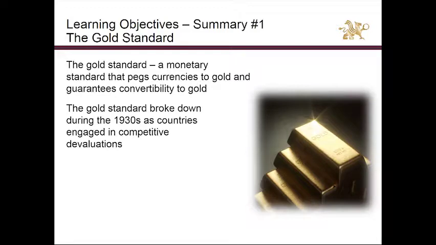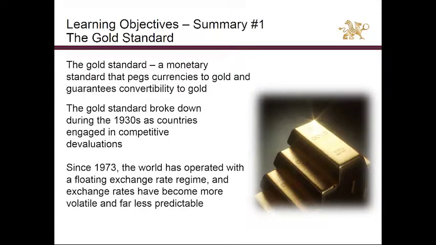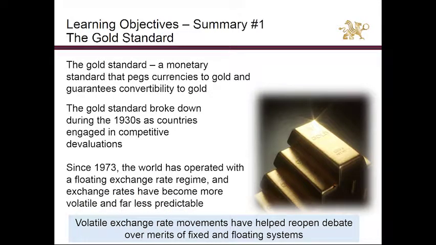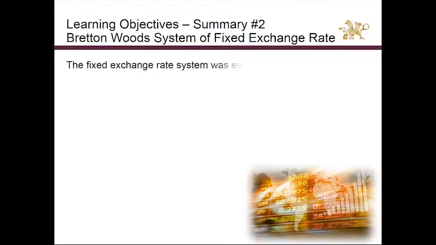The fixed exchange rate system collapsed in 1973, primarily due to speculative pressure on the dollar following a rise in U.S. inflation and a growing U.S. balance of trade deficit. Since 1973, the world has operated with a floating exchange rate regime, and exchange rates have become more volatile and far less predictable. Volatile exchange rate movements have helped reopen the debate over the merits of fixed and floating systems. The Bretton Woods system of fixed exchange rates was established in 1944.